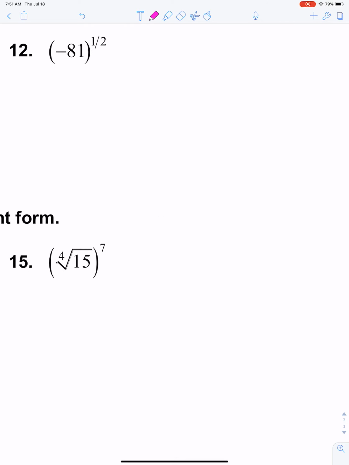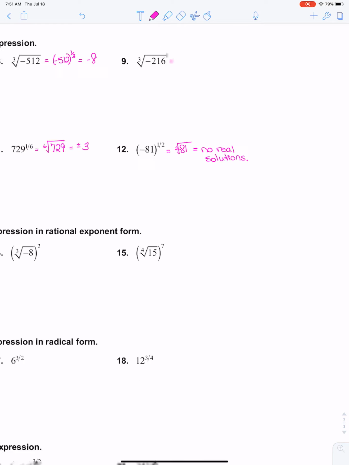All right, and negative 81 to the 1/2 power, if you check this out, that's going to be rewritten as the square root of negative 81. And if you remember from before, you cannot take the even root of a negative number, so that comes out to no real solutions.